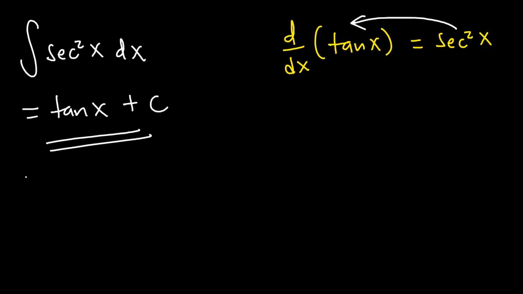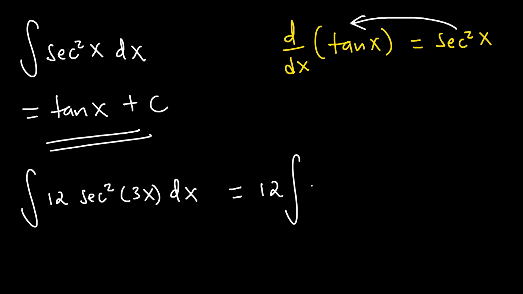Now you try out this. Solve the integral of 12 times secant squared 3x dx. Now this can also be written as 12 times the integral of secant squared 3x dx. And if we integrate this, we shall have 12 times.